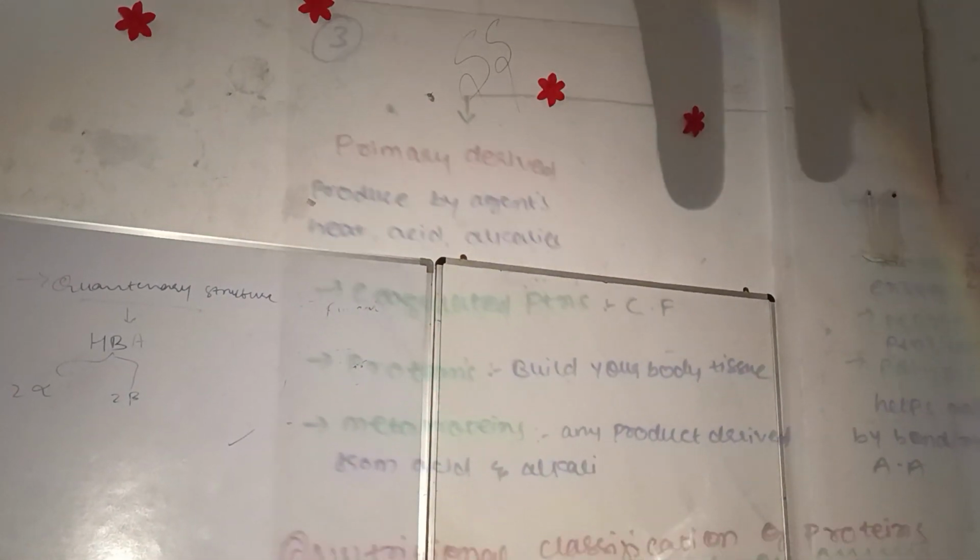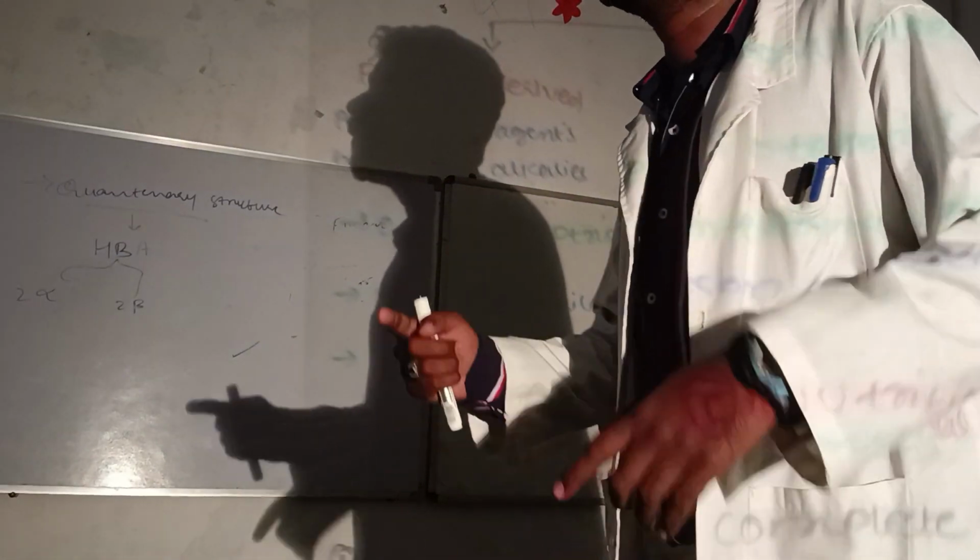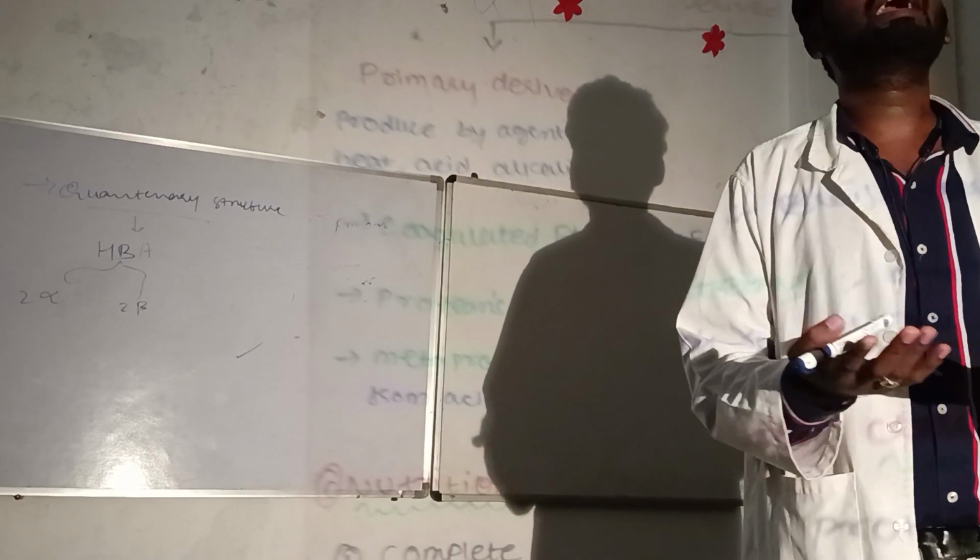Now, in the primary derived proteins, the best example is the coagulated proteins. When I talk about coagulated proteins, I am talking about the clotting factors. While teaching you the clotting factors, I already told you that clotting factors, from 1 to 13, are protein in nature. What type of protein? They are primary derived proteins. Clotting factors.